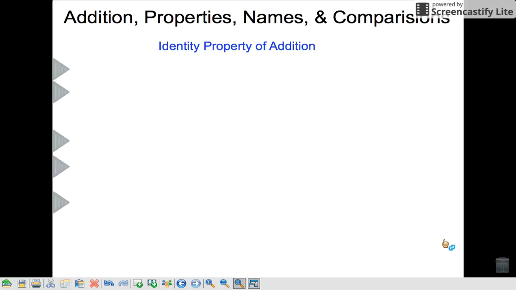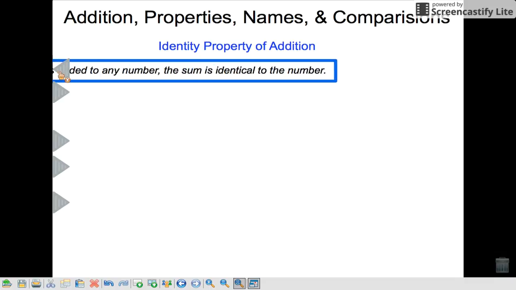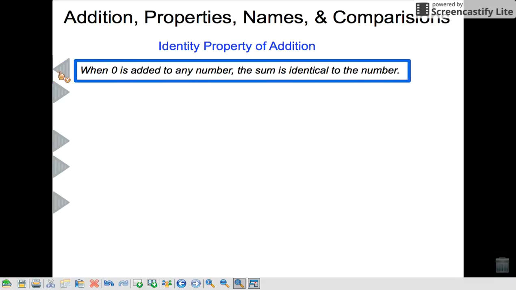Next, we're going into the identity property. Now, these properties can be a little confusing, and we can get them easily mixed up. The definition of the identity property is that when 0 is added to any number, the sum is identical to that number. Pause the video and add that to your notes.